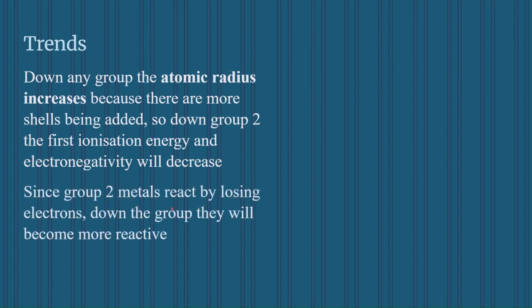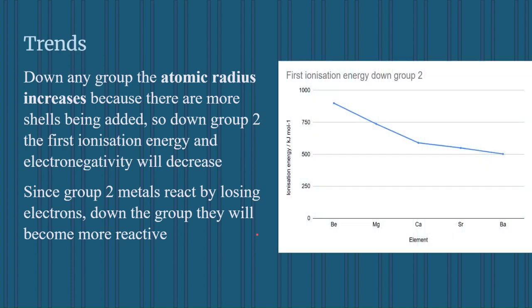Since group 2 metals react by losing electrons, down the group they will become more reactive, since it's easier to lose electrons down the group.